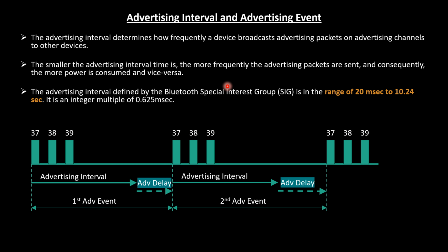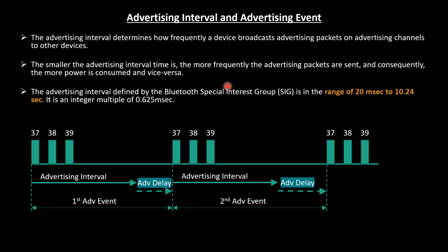let us understand what is advertising interval and advertising event. The advertising interval determines how frequently a device broadcasts advertising packets on the advertising channels to other devices. As you can see in the figure, 37, 38, and 39 are the advertising channels. So if the advertising interval is set to, suppose, 1 second, then every 1 second the device that is advertising will advertise the packets on these three channels. Once the 1 second time is reached, the same process occurs again.